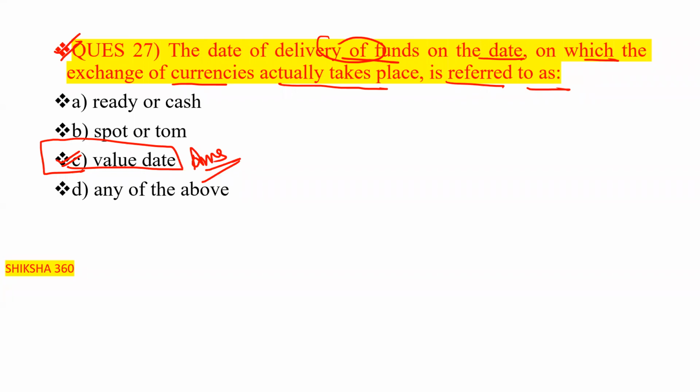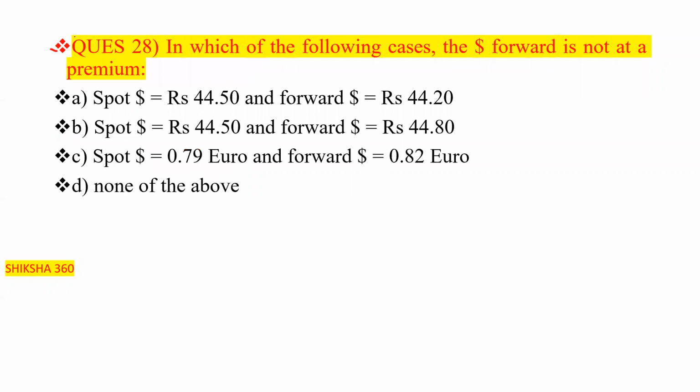Question number 28. In which of the following cases is the dollar forward not at a premium? First one: the spot price is 44.50 and the forward price is 44.20. Here the price has decreased, so it is not at a premium; it is at a discount.